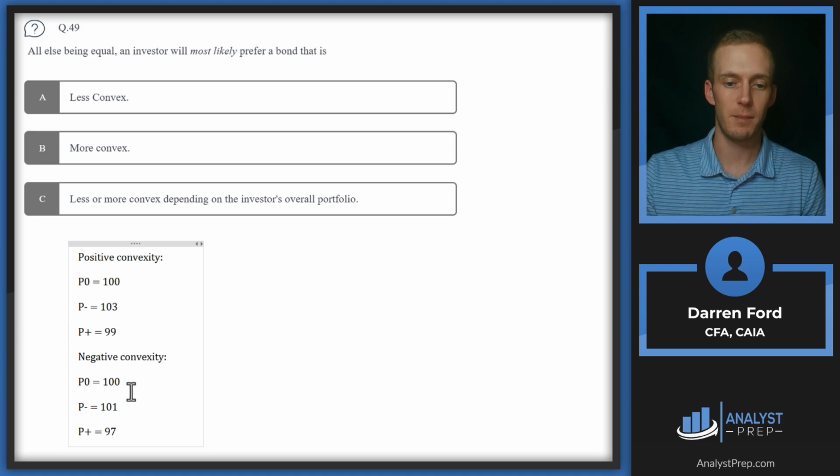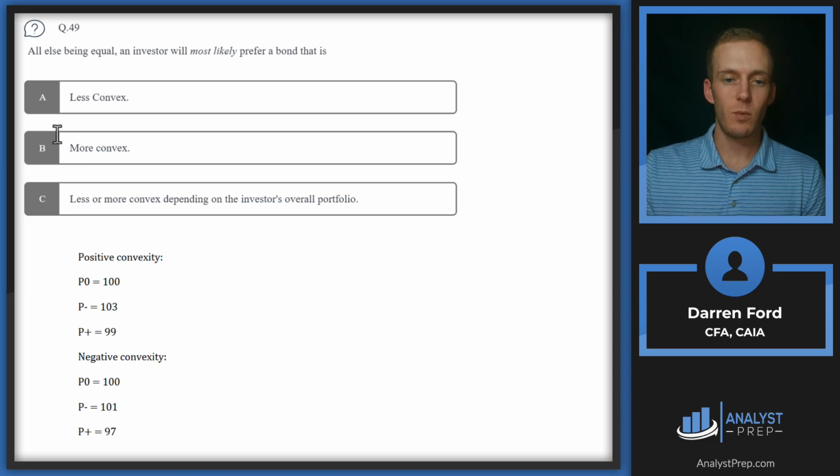Negative convexity is going to be the opposite of that. So the current price is 100. When rates drop, we would only go up 1%. And then in this scenario, I made it so when rates increase, we're going to lose more. So convexity is really describing that asymmetric profile. And so we're always going to want more convexity because we would prefer to have a bond that has this asymmetric profile in the positive way for us. So all that said, we are going to go with answer B, more convex.